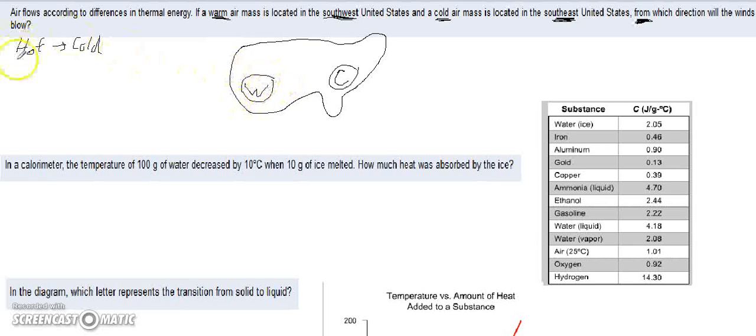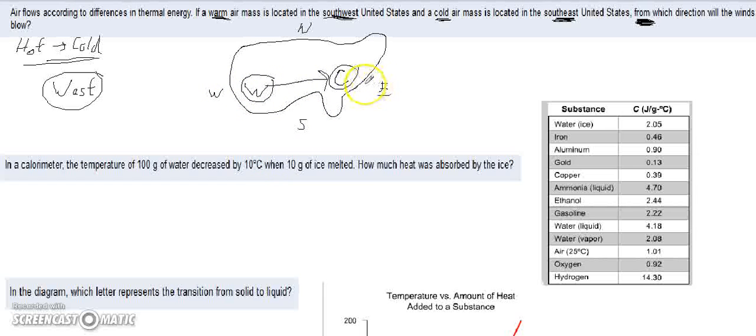Okay, so I know it's going to go from hot to cold. It's going to start over here in the warm, and it's going to go this way. So it's saying from which direction. That's asking where does it start? From which direction does it start at, and which it blows to would be the finish. So it says from, so I know it's starting in the west, right? It's going from the west, because this is the direction west, to the east, and then we have north and south. Right, so it's going from west to east.